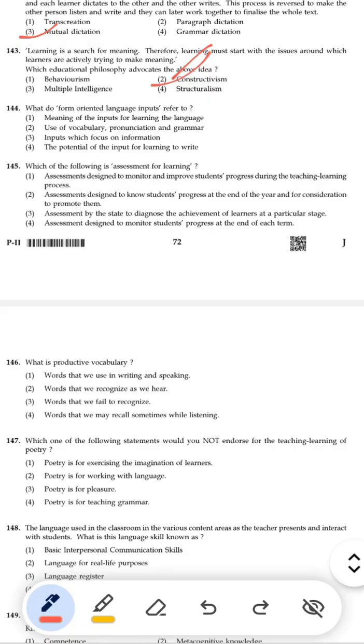Even though, let's look into other options. Option 3 says multiple intelligence. Option 4 says structuralism. Structuralism is something when we study about structures, grammar structures, rules, those all come under structuralism. Multiple intelligence, you all know, basic intelligence in human beings would be different kinds. It can be musical intelligence, linguistic intelligence. These are the topics which come under the concept of multiple intelligence. So the answer would be constructivism.